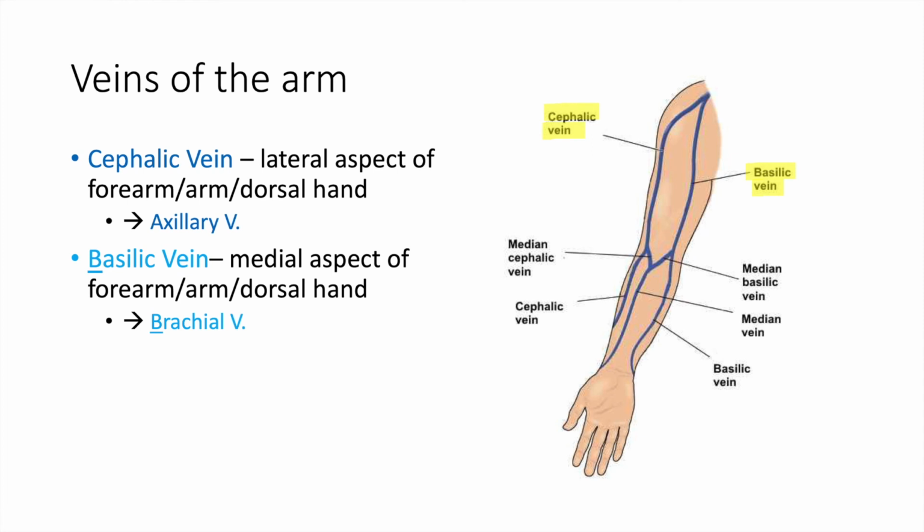So my cephalic vein is more on the lateral aspect of the forearm and arm into my dorsal hand, and it's going to drain into my axillary vein. So make sure that you know which one it drains into. My basilic vein, it's more on the medial portion, and it's draining into the brachial vein. So if you can't remember, okay, what do they drain into? Brachial and basilic both start with a B.